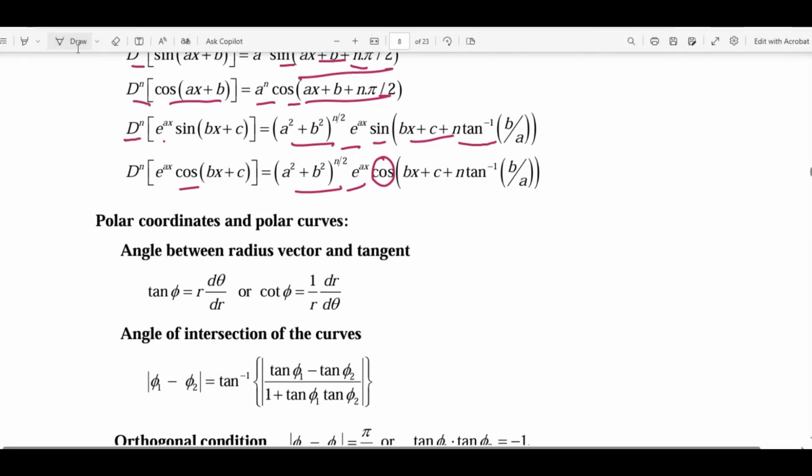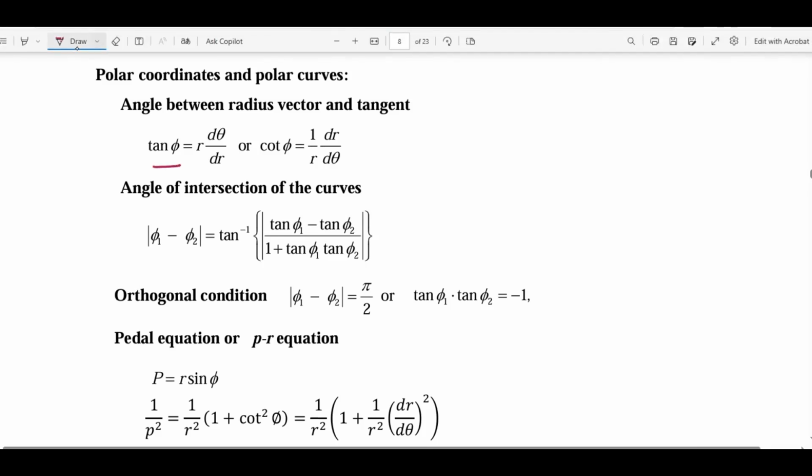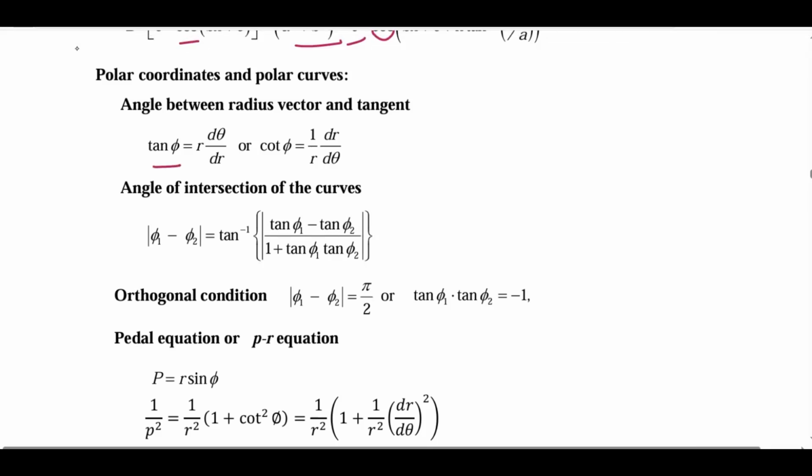Then the next topic is polar coordinates and polar curves. We have here the angle between the radius vector and the tangent. The formula is tan phi equals r d theta by dr, or cot phi will be 1 by r dr by d theta. The angle of intersection of the curves, phi 1 minus phi 2, will be tan inverse of (tan phi 1 minus tan phi 2) divided by (1 plus tan phi 1 into tan phi 2). Then the orthogonal condition will be phi 1 minus phi 2 equals pi by 2, or tan phi 1 into tan phi 2 equals minus 1.